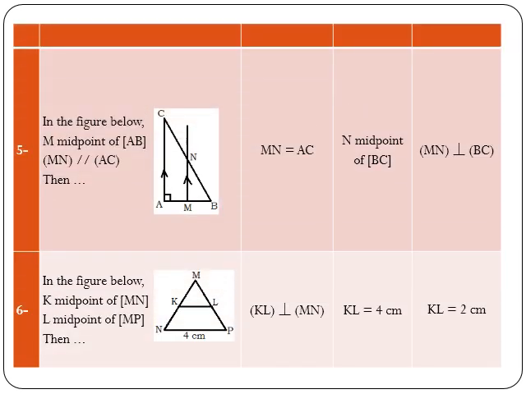Now, part 5. In the figure below, M is the midpoint of AB and MN is parallel to AC. Then by the converse of the midpoint theorem, since MN is parallel to AC and M is the midpoint of AB, then definitely N is the midpoint of BC. Okay, it's just an application of the rule. Number 6, in the figure below, K is the midpoint of MN and L is the midpoint of MP.